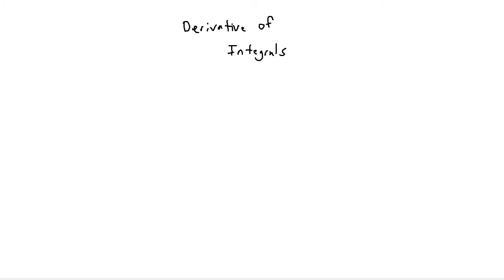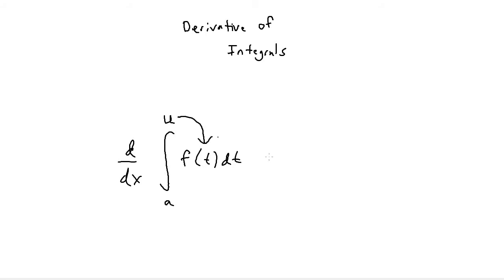So let's take a look at taking the derivative of integrals. Whenever you try to take the derivative of an integral from some constant, I'll just call it a, to a variable u of f of t dt, since the derivative of the integral will cancel out, you can just put the u in the function and multiply by u prime, similar to the chain rule. So it would be f of u times u prime.